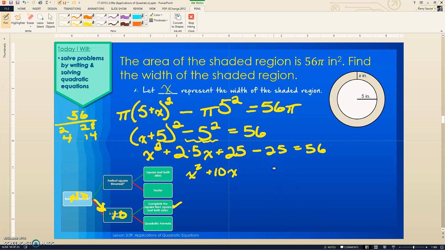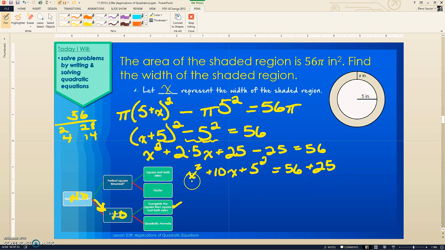So, equals 56. Completing the square is to halve it, cut it in half, square it, and then add it. So what I'm going to do here, half of 10 is 5, and 5 squared is 25. I'm going to write this as 5 squared here, which helps me find what is being squared. And then I also have to add it on the other side as well.